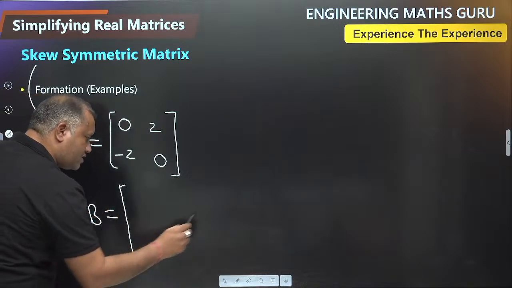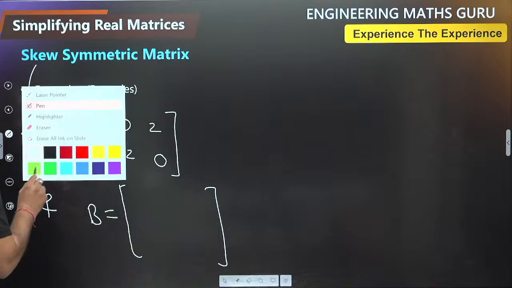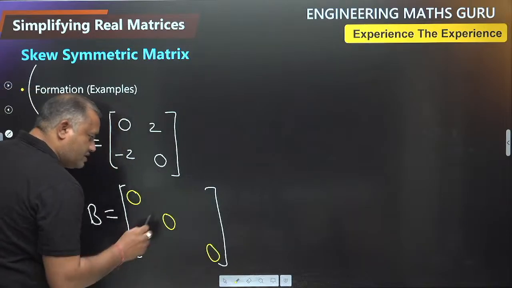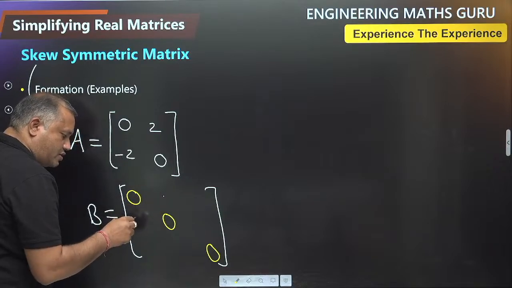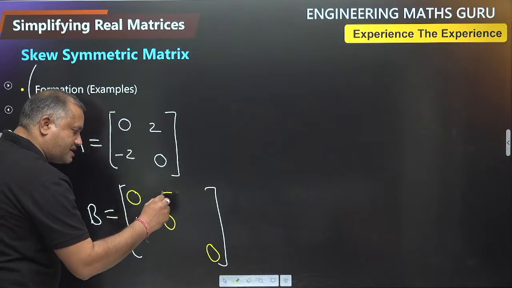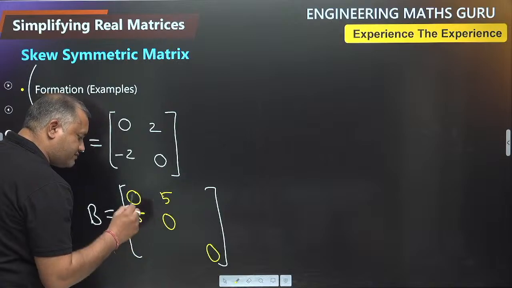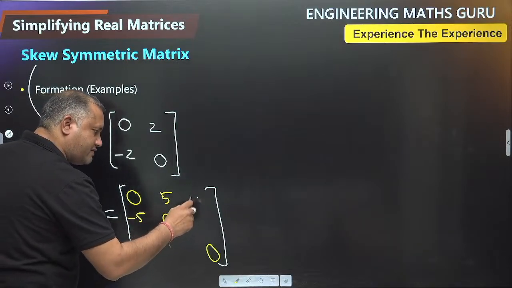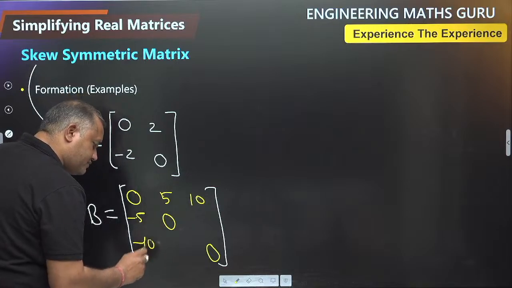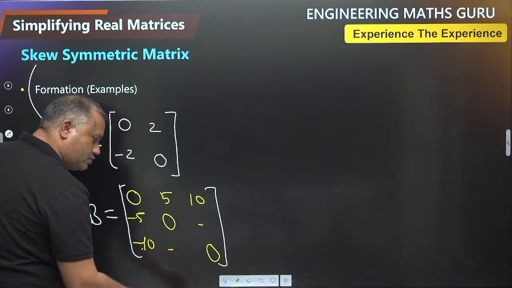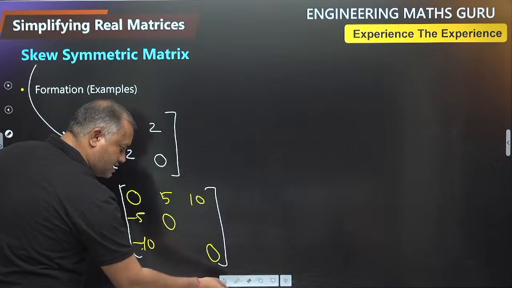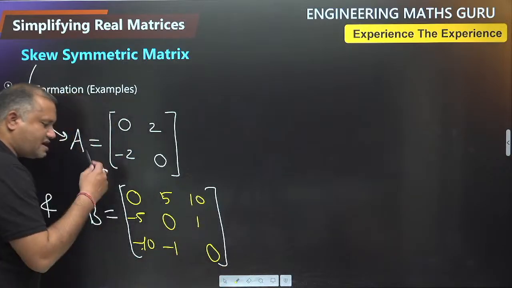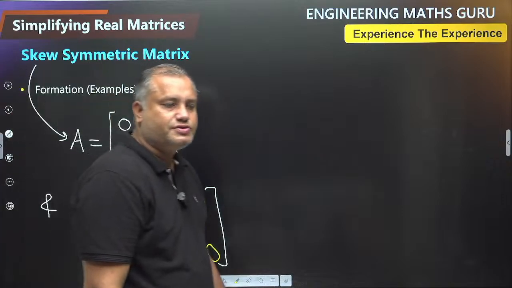Now this time 3 cross 3 is a skew symmetric matrix. So diagonal elements are compulsorily 0. This is A12 and this is A21. They are just connected with a minus sign. If this is 5, this is minus 5. A13 and A31, they are connected with a minus sign. If this is 10, this is minus 10. A23 and A32, they are connected with a minus sign. So if this is 1, this will be minus 1. So these are a few examples of skew symmetric matrix.